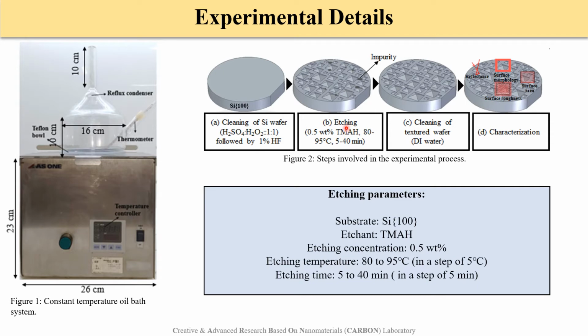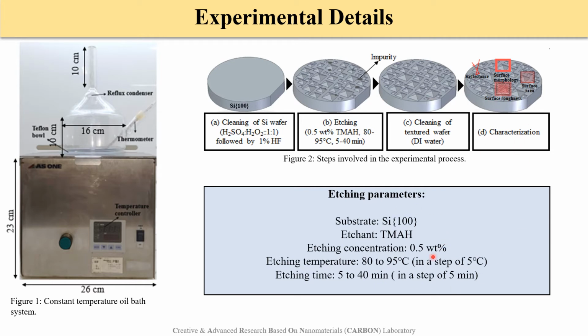Figure 2 shows the steps involved in the wet etching process. Silicon samples were first cleaned in piranha bath followed by 1% HF cleaning and then rinsed with DI water. Samples were then used for the etching. Etched samples were then cleaned and dried and finally used for the characterization.